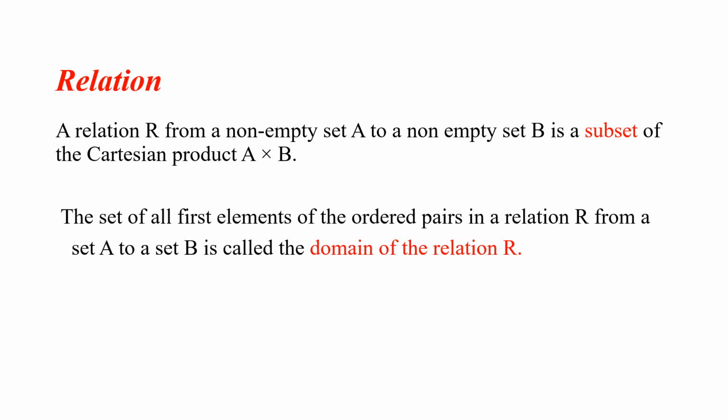The set of all first elements of the ordered pairs in a relation R from a set A to a set B is called the domain of the relation capital R. So it is in order from A to B, the first set of elements in the ordered pairs. This is how we define a relation.